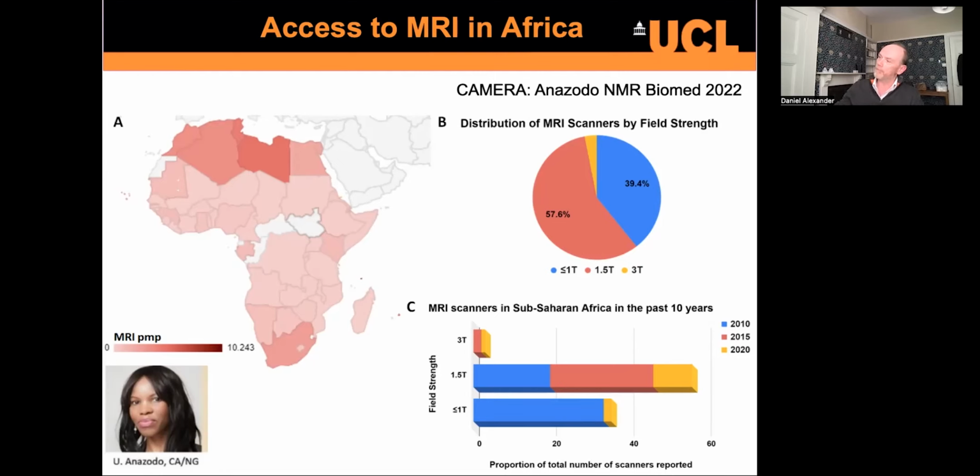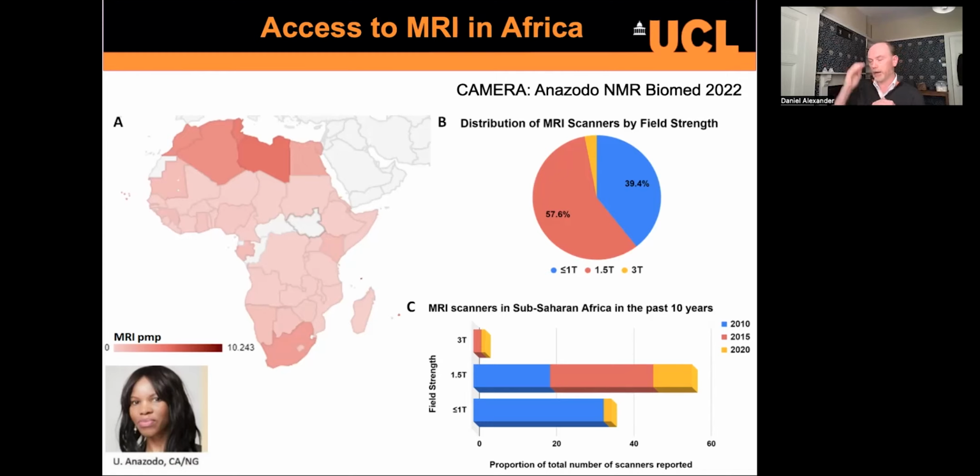This is a map of, let's think about Africa to start with. This is a map of Africa constructed by Aduna Anozodo as part of this paper that's just been accepted to NMR Biomedicine. What the map shows is the accessibility of MRI across the African continent. The color bar shows the number of MRI scanners per million people. And what we very quickly noticed from this figure is that particularly in sub-Saharan Africa, that availability is very, very low. Typically it's somewhere between 0 and 1 MRI scanners per million people.